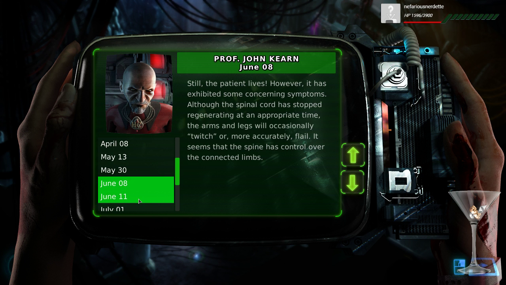Oh. Well, I mean, isn't that how it's supposed to work? Isn't that just like the nervous system? Wait. Are you talking... You're talking like the spine, like the regenerated spine, has a mind of its own.